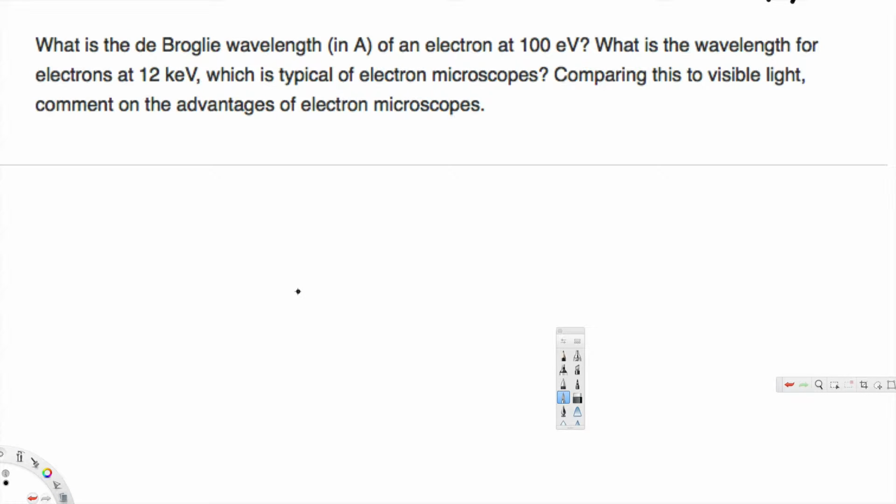Let's look at this problem right here. This question is asking, what is the de Broglie wavelength in angstrom of an electron at 100 electron volts? What is the wavelength for electrons at 12k electron volts, which is typical for electron microscopes? Comparing this to visible light, comment on the advantages of electron microscopes.